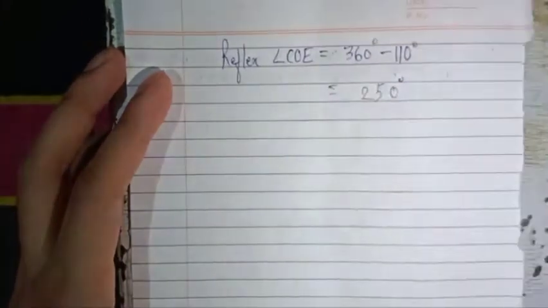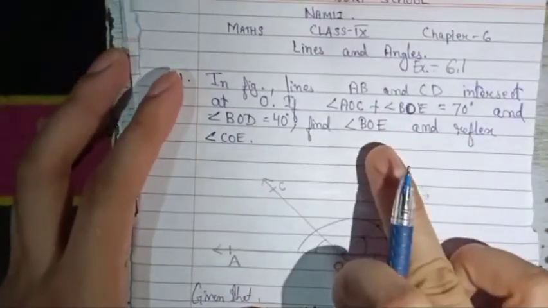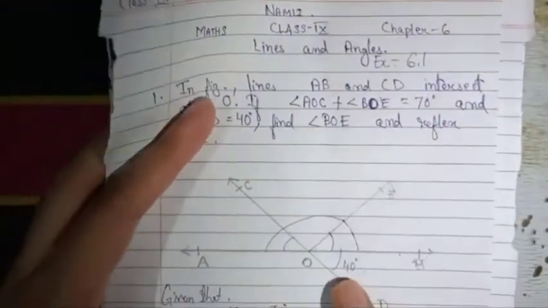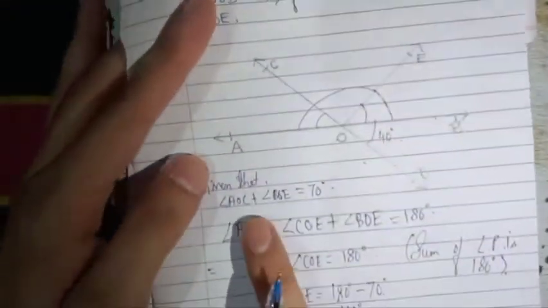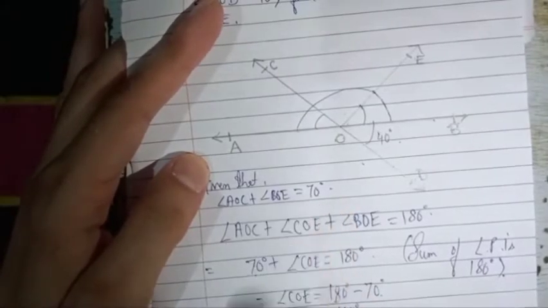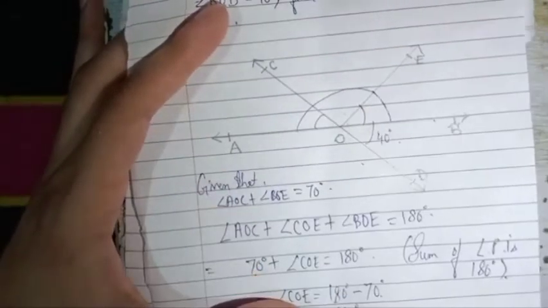Now one more thing: we have to find the measurement of angle BOE. To find the measurement of angle BOE, we will use the property AOC plus BOE equal to 70 degrees. This property we will use and easily find the value of BOE.